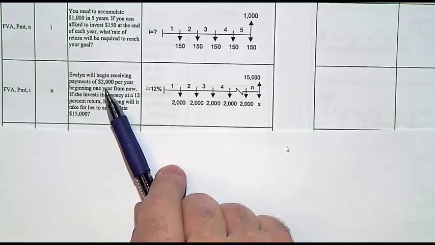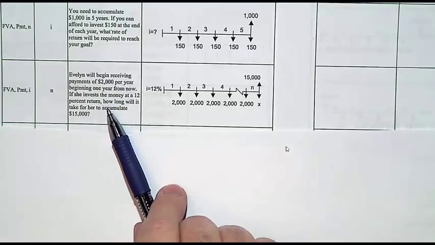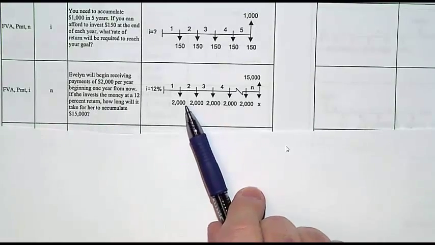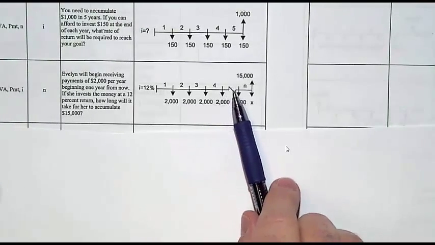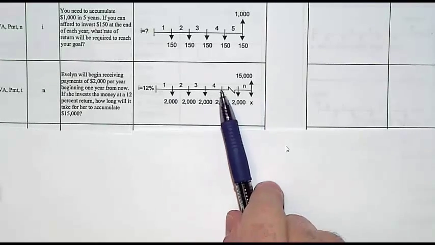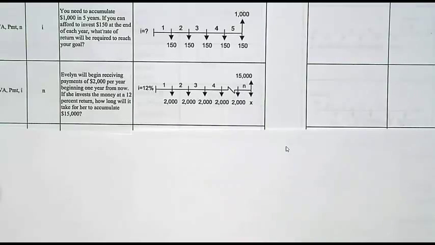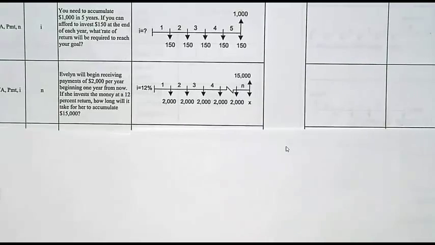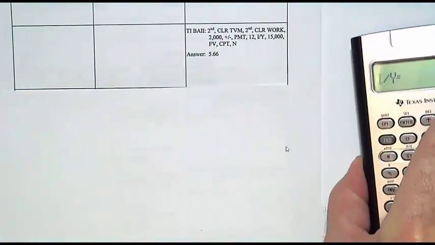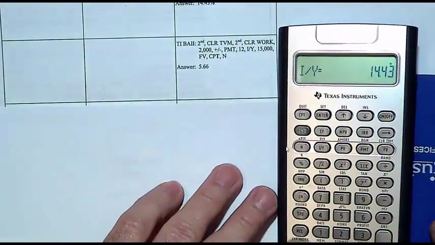Evelyn will begin receiving payments of $2,000 per year beginning 1 year from now. If she invests the money at a 12% return, how long will it take for her to accumulate $15,000? Well, what I've shown here is a little break in the timeline. And the reason I show that break is because we don't know exactly how long this is going to take. So we've got our N over here, our nth period, and we're trying to figure out where that nth period is. And again, we're not going to show the mathematical format for this, but we can go ahead and show the calculations on our BA2 Plus calculator.